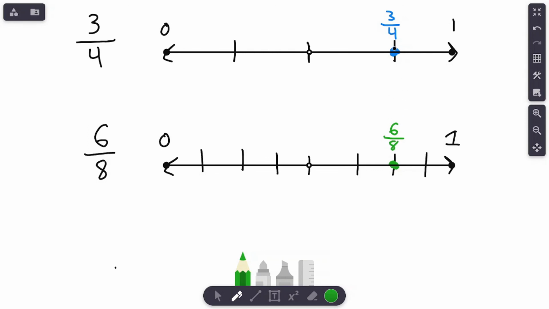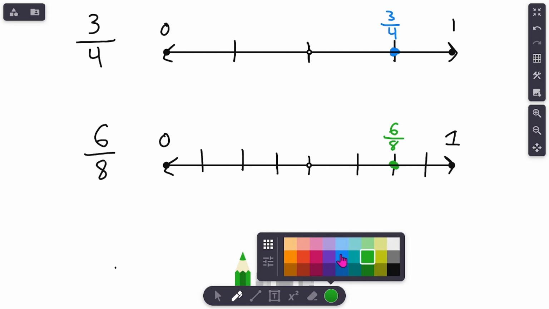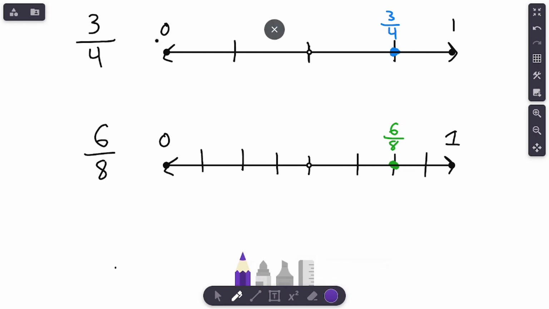Notice where they are on the number line. Okay, this is a strategy. You can draw 2 different number lines. The strategy that I really like, though, is using the same number line that you did up here to start with.